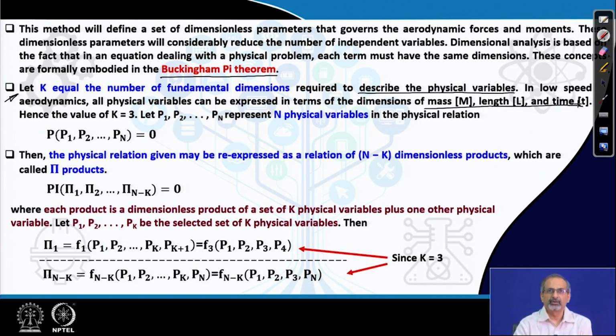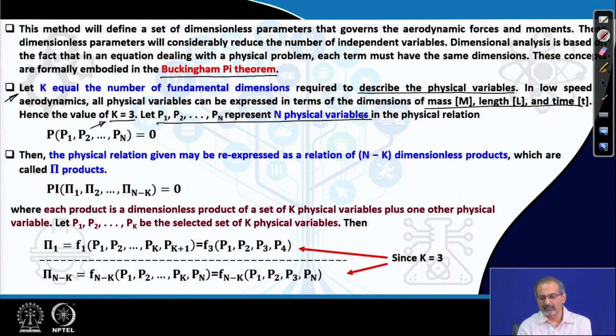When it is going to be a compressible flow, additionally you will have to bring in temperature, because we have already discussed that thermodynamic aspects of the flow become important. So, at low speeds we consider that mass, length and time would be sufficient to explain all the physical variables, and therefore, the number of fundamental dimensions is 3.